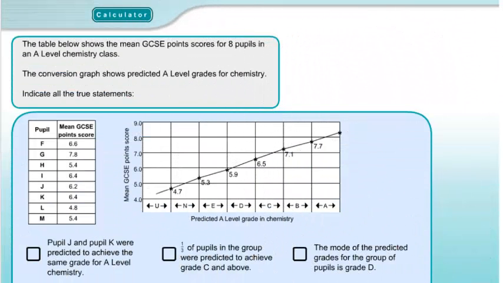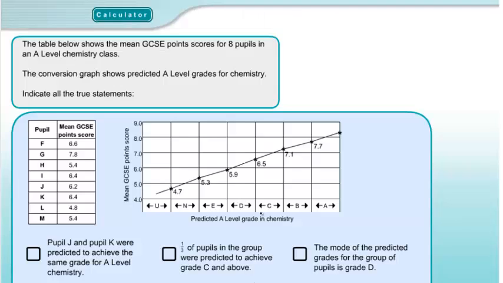Question 15, indicate all the true statements again. Okay, so a strange kind of question, this one. We've got a conversion graph showing predicted A-level grades for chemistry and the corresponding mean GCSE point scores. We don't have to understand what this graph means, we just have to get enough information from it to answer true or false to the three statements. So what we're going to need to do is work out the different grades for each of these GCSE point scores.